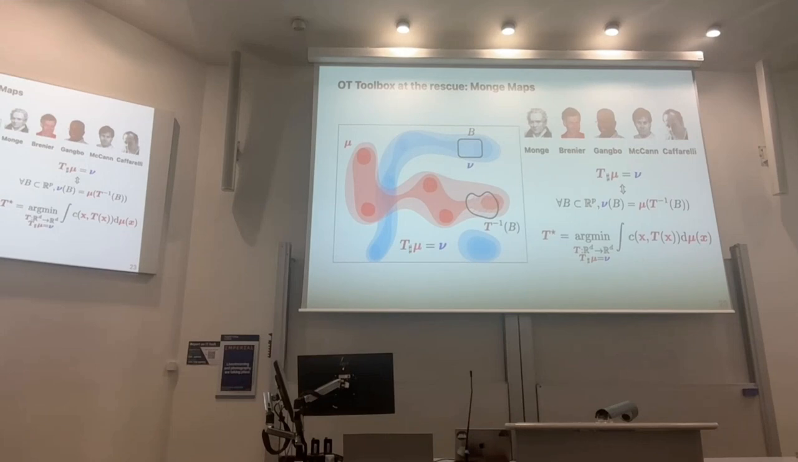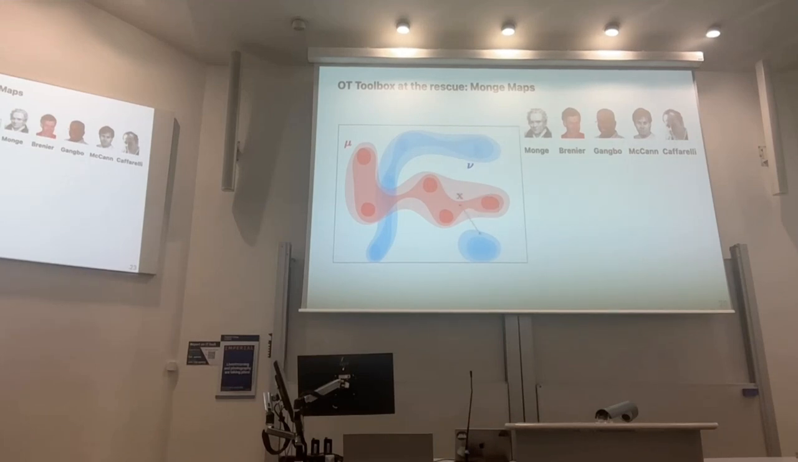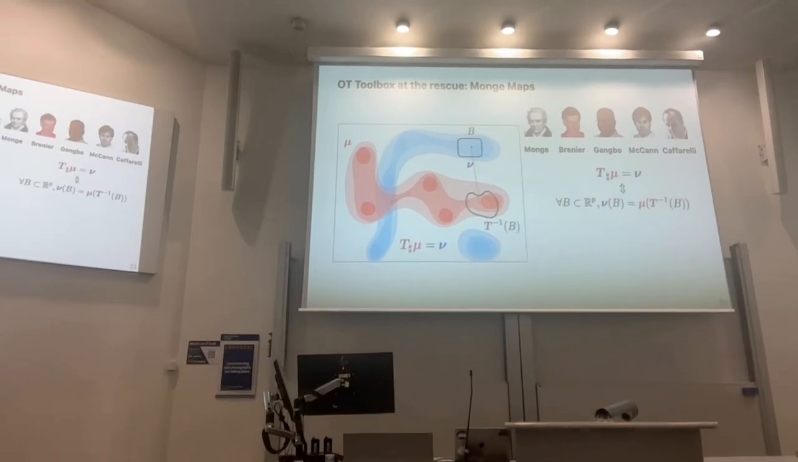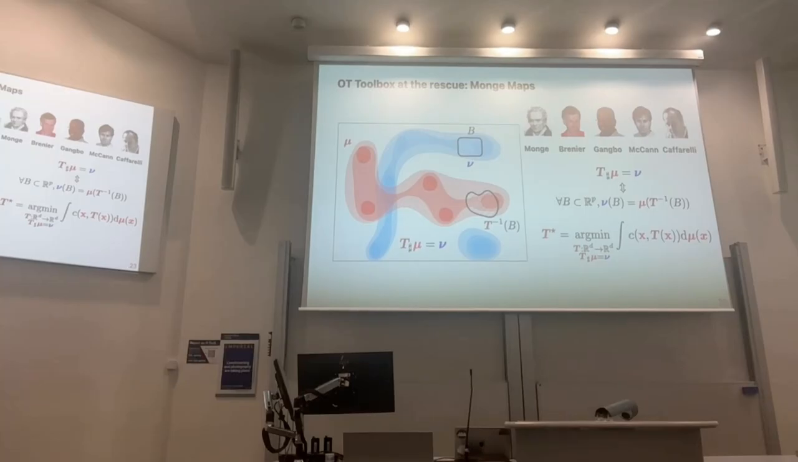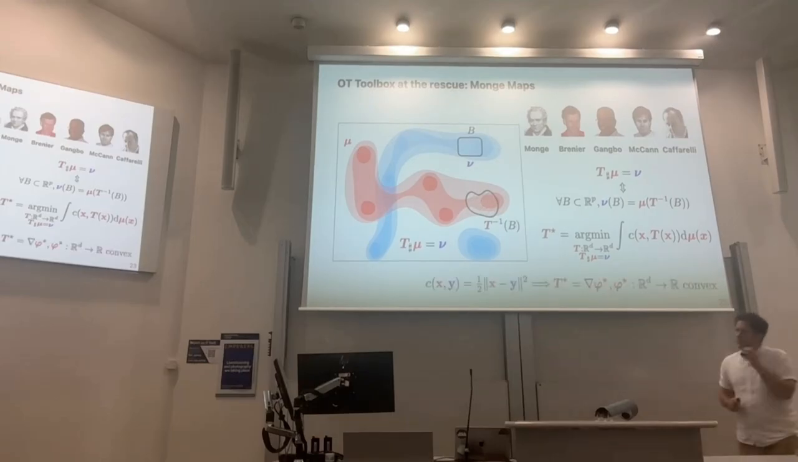This gives me a T which does the job of pushing all of the points where they are meant to go. But in addition to this, I would like you to give me the T which, on average, will incur the least error. The cost of going from X to T of X, I am going to integrate this with the source measure. This is the continuous version of the assignment problem.